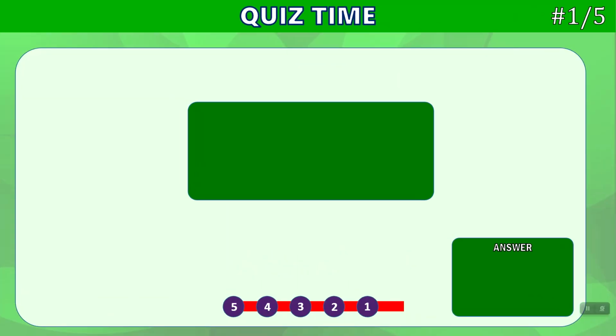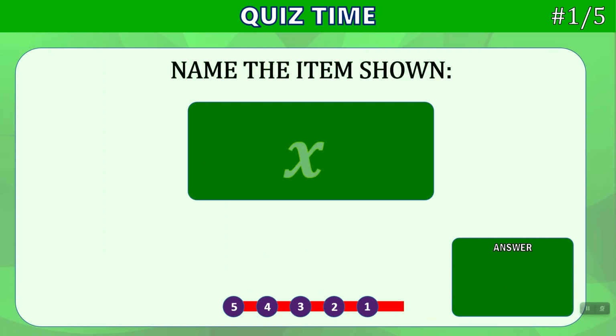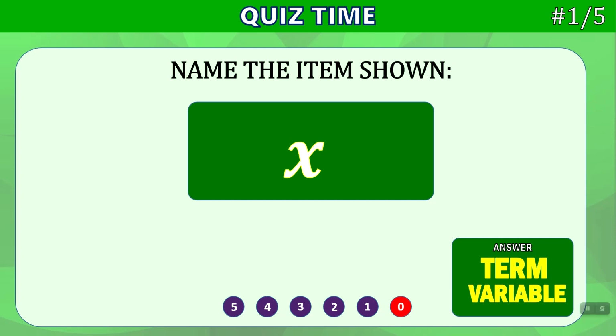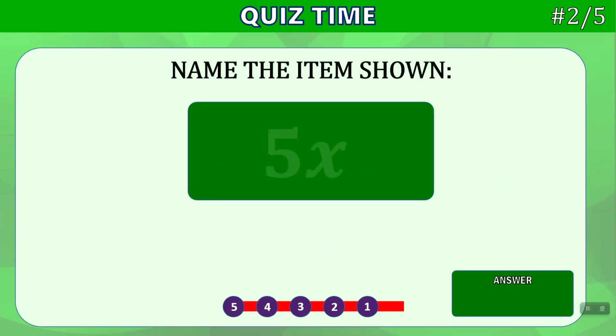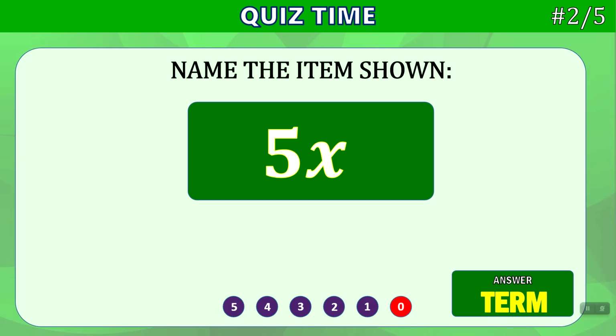And now it's quiz time. Using the words that we've learned in the lesson, name the items shown. You have 5 seconds. Time's up. What is x? X is actually a term, but it's also a variable. So either one of those is correct. Question 2. Name the item shown. 5x. Time's up. 5x is a term. It also has an x variable inside of it.